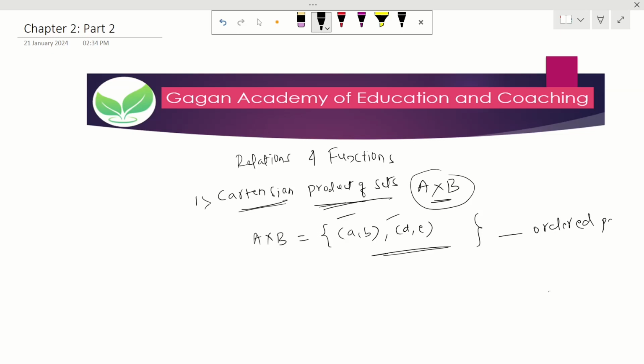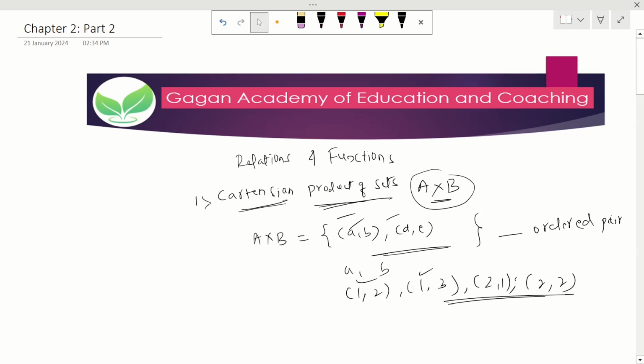So what are ordered pairs? Suppose the pairs start from 1, 2, then 1, 3, and then after 1 it will start with 2, 1, then 2, 2. These are called ordered pairs.